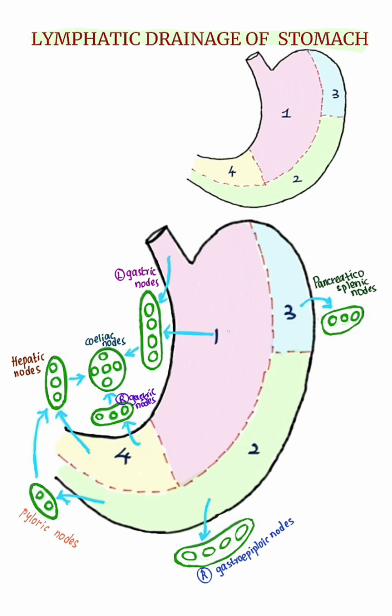Area 1 is drained by left gastric lymph nodes. Area 4 is drained by right gastric lymph nodes and hepatic lymph nodes. Area 3 is drained by pancreatico-splenic lymph nodes. Area 2 is drained by right gastroepiploic lymph nodes and pyloric lymph nodes.